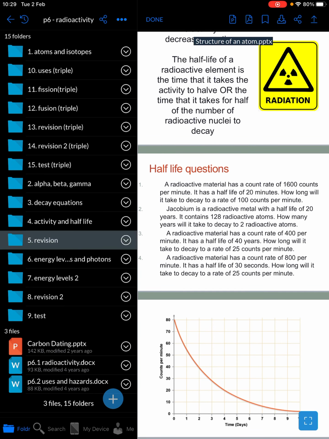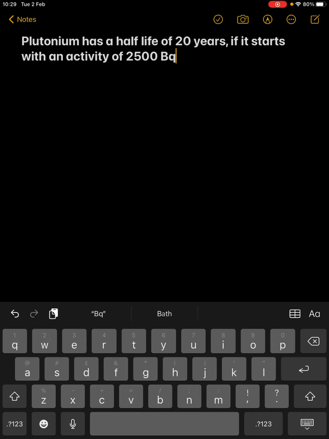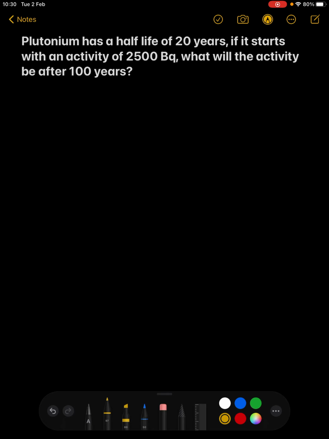Okay, let's type quicker. Plutonium has a half-life of 20 years. It doesn't, I've just made that up. If it starts with an activity of 2,500 becquerel, what will the activity be after 100 years? Okay, there's our question. So again, we're going to lay it out the same way.